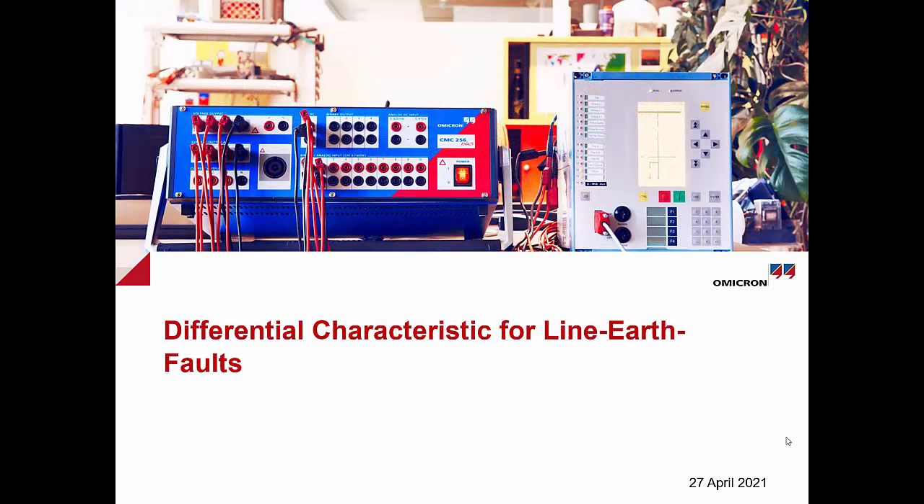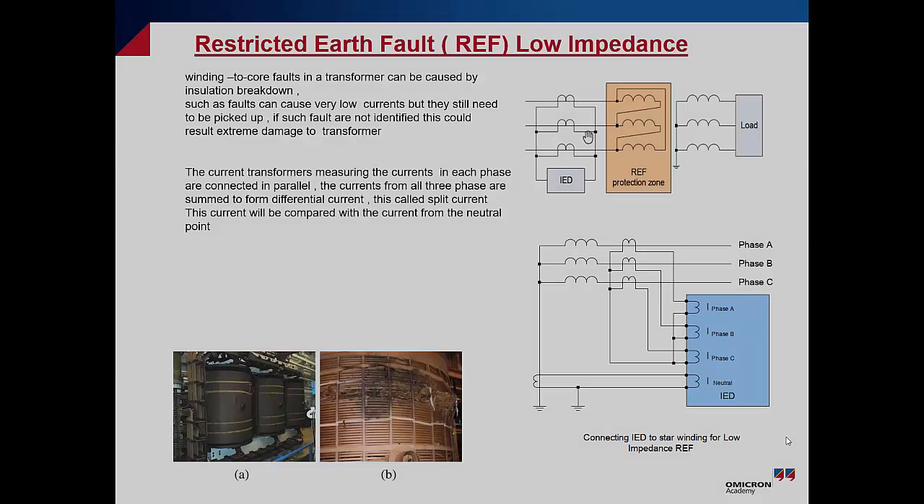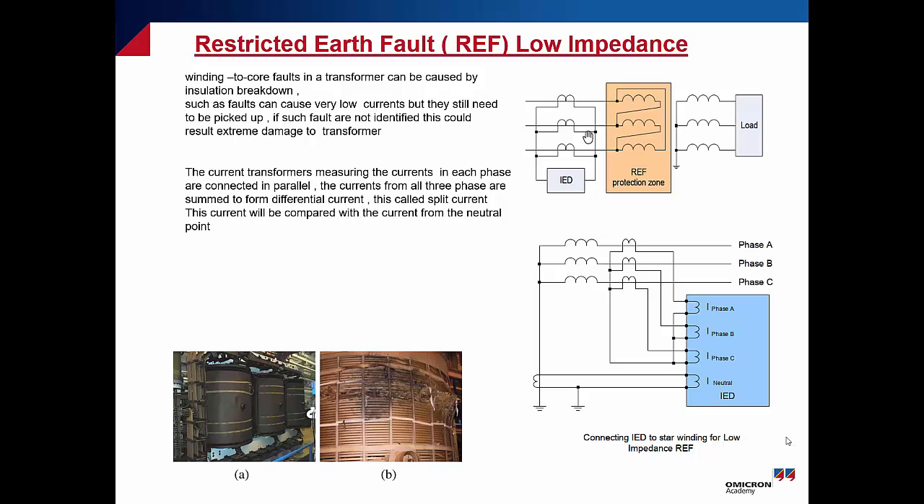Don't forget that we have restricted earth fault, REF, which we can also test. A few pieces of information about restricted earth fault, why it's needed. Actually, restricted earth fault is designed to protect the area close to the grounded star point. In this area, if we have a line to ground fault, it will not be detected by the differential because it's very little current. To overcome this issue, we can apply restricted earth fault.